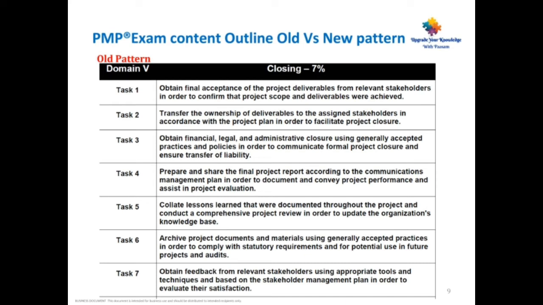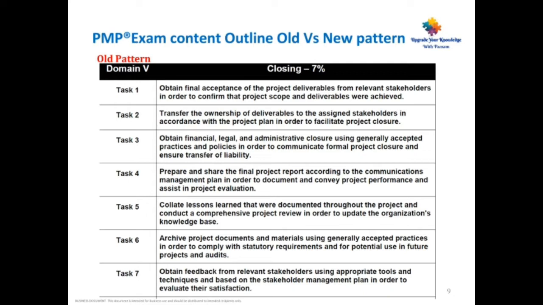Coming to the next slide, that is the old pattern domain 5, closing. There are 7 tasks mentioned in the old pattern. Task 1, obtain final acceptance of the project deliverables. Task 2, transfer ownership of deliverables. Even if you're working for an internal company as a project manager, you have to transfer the ownership. And task 3, obtain financial, legal and administrative closure. Without that, the project will not be closed.